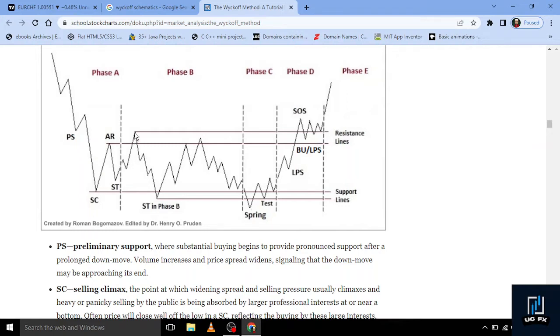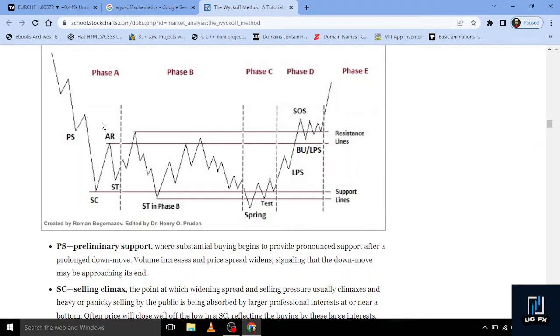So this is what actually happens. After they have taken out this AR, they come back for early buyers, people that are entering the market early. They will take them out, thereby inducing more sellers into the market. And there we have the ST in phase B. Here in phase B, the market goes back to test the AR. After that, we have our spring taking out this low as well. Thereby, more and more sellers are now in the market.